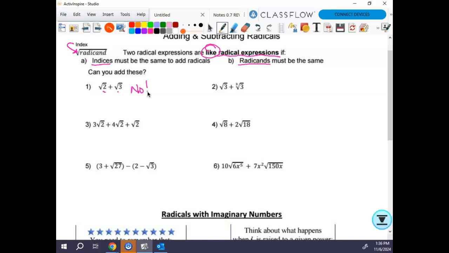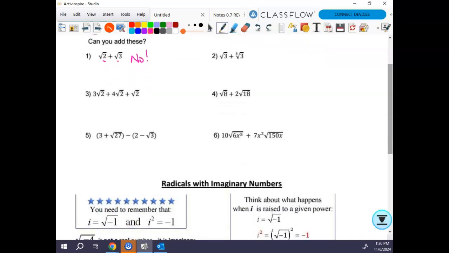When I look at number 2, the radicands are the same, but the indices are different, right? So can I combine those? I cannot, so this right here is a no also. Here, these are all square roots, so that's good. They all 3 have the square root of 2. That's good.